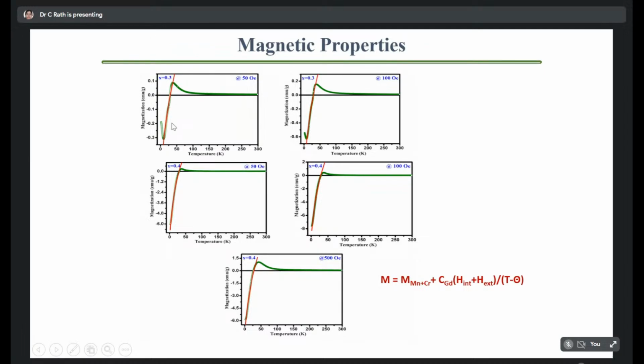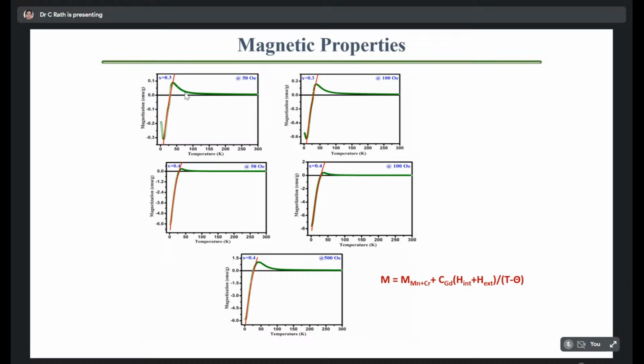This magnetization reversal feature, in fact, one can fit with this formula where there is an H internal and an H external field which we are applying. H internal means what? When we are cooling the sample in the presence of a magnetic field, there is chromium, manganese and gadolinium, three elements. So when we apply a magnetic field, chromium and manganese both try to align towards the magnetic field, and that chromium will generate some internal field. That internal field aligns the gadolinium moment.